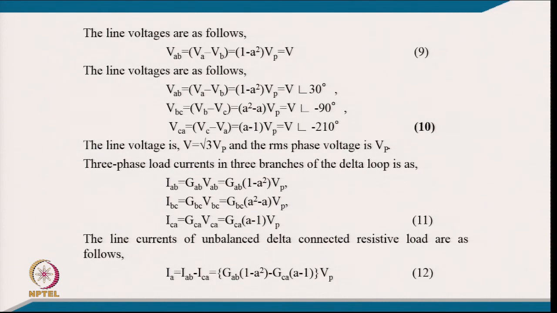delta connected currents going through those equivalent shunt branches. So, the line currents of the unbalanced delta connected resistor are as follows.